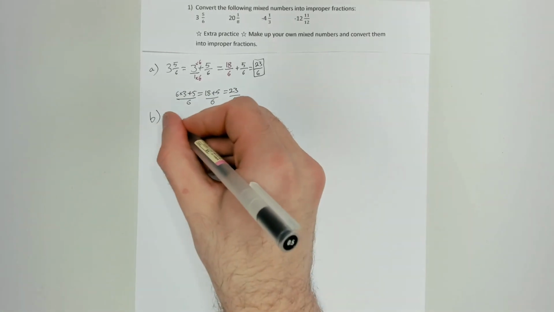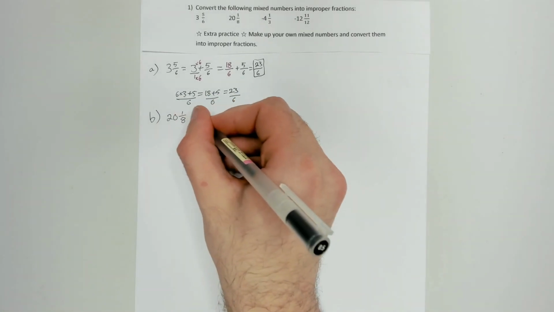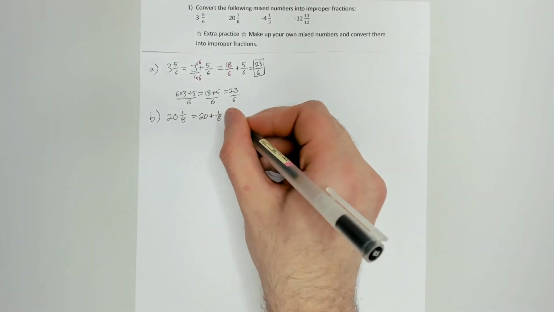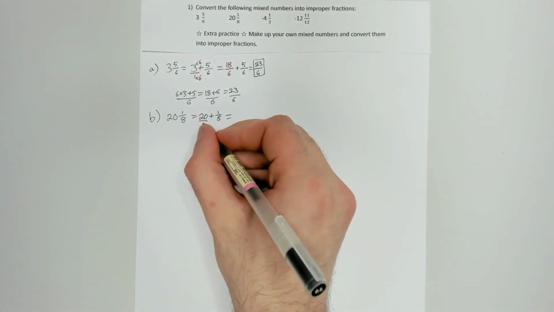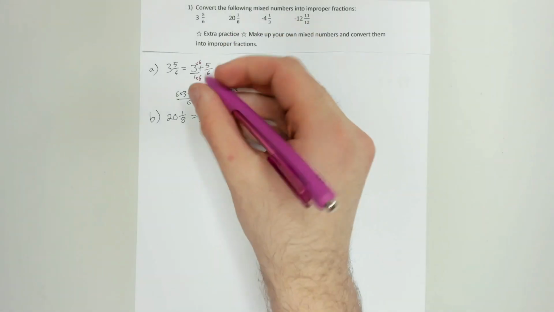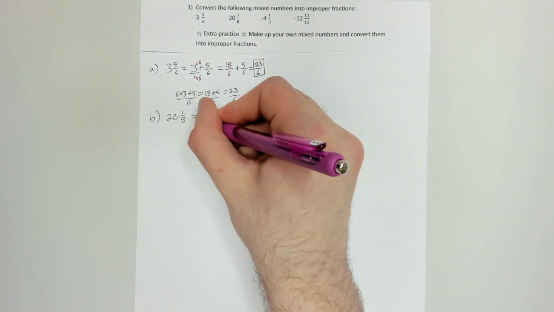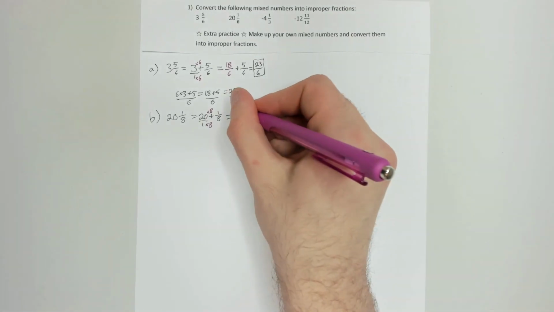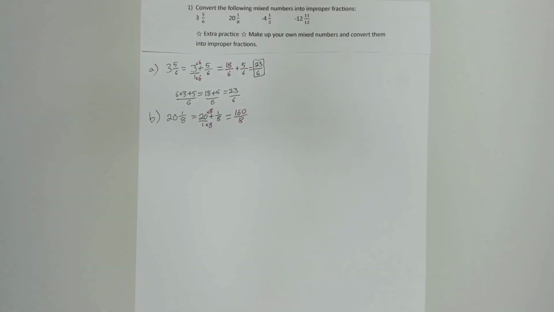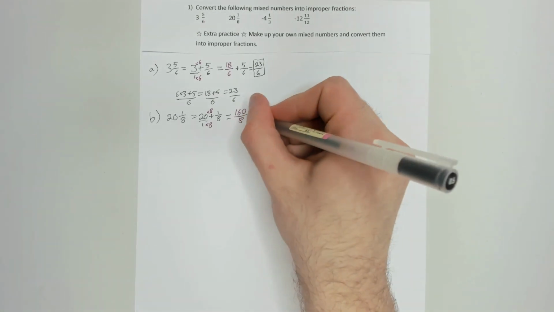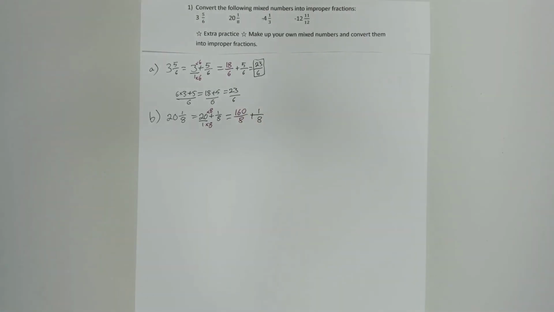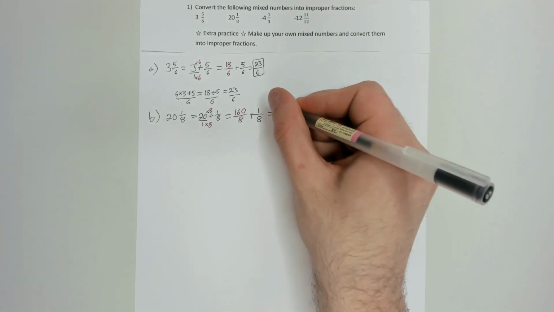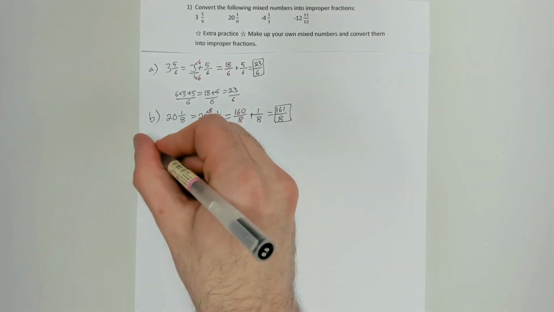So we have 20 and 1/8. We can think about this as 20 plus 1/8, which, to make a common denominator, this is 20 over 1. Multiply the numerator and denominator both by 8. So now we have our common denominator. We get a fraction of 160 over 8 plus 1 over 8. And combining these, we get 161/8. All right, let's do part C.